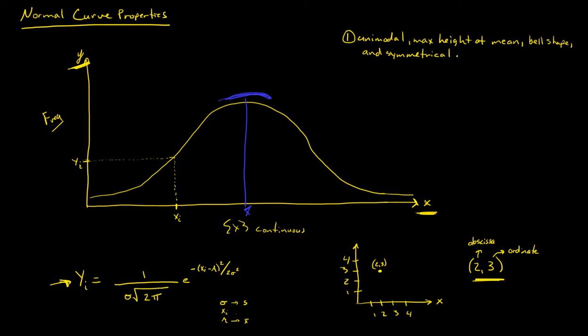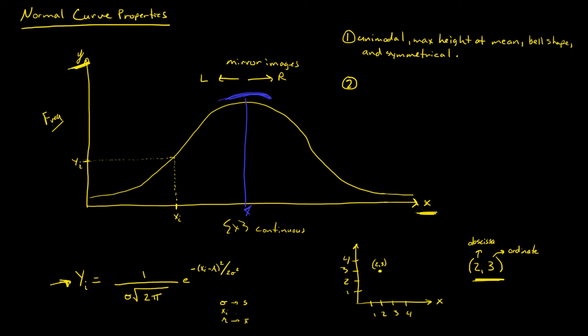What this symmetrical piece means is that it's a mirror image: if you go on the right hand side of the mean and you go on the left hand side of the mean, these are mirror images of one another. Now, the limitations of my ability to draw here don't give it an exact mirror image, but you get the concept. So this is the first classification of properties. The second classification of properties is that the normal distribution is continuous.